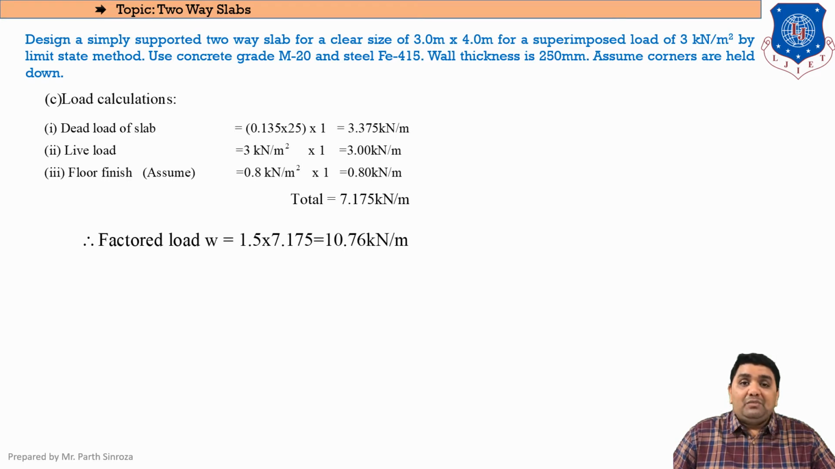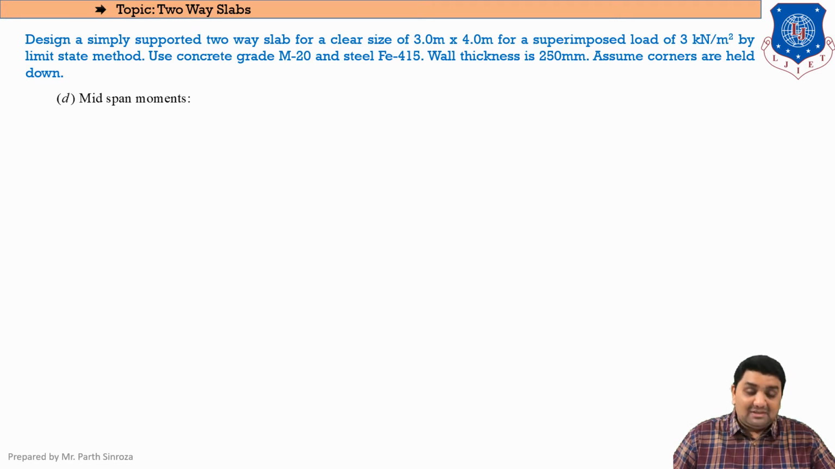For one way and two way slabs, up to these points the general criteria were the same that we were discussing. The major change that will occur when the corners are held down and when corners are not held down will be from our next step, that is mid-span moments. So for two way slabs we always move on to page number 90 for calculation of mid-span moments.